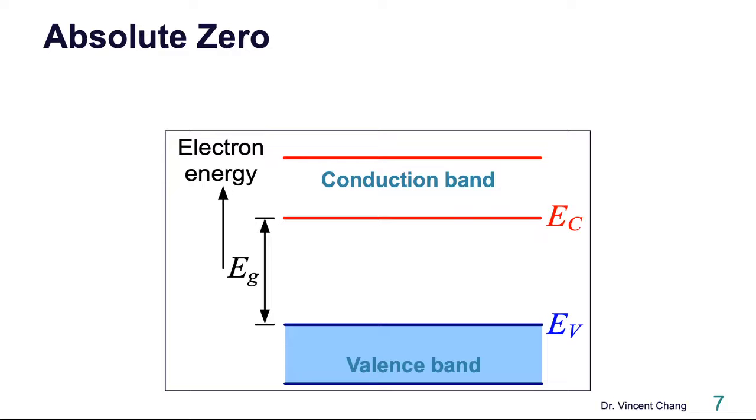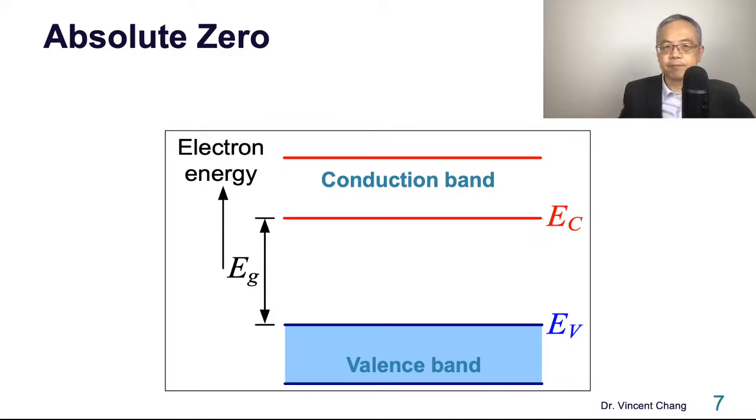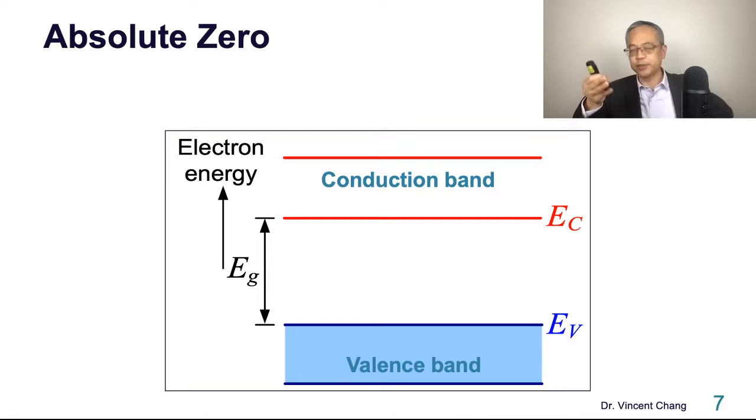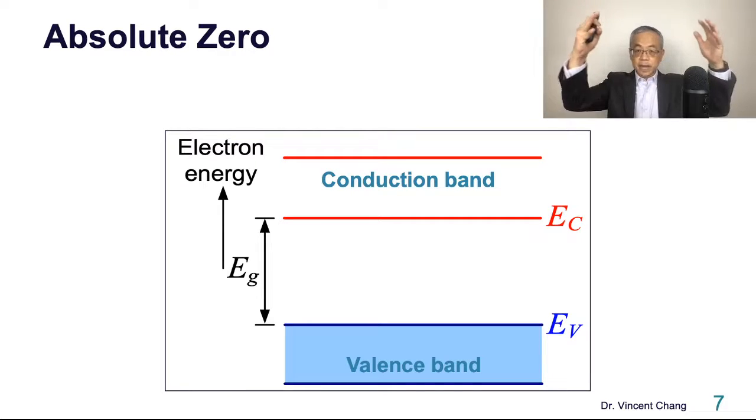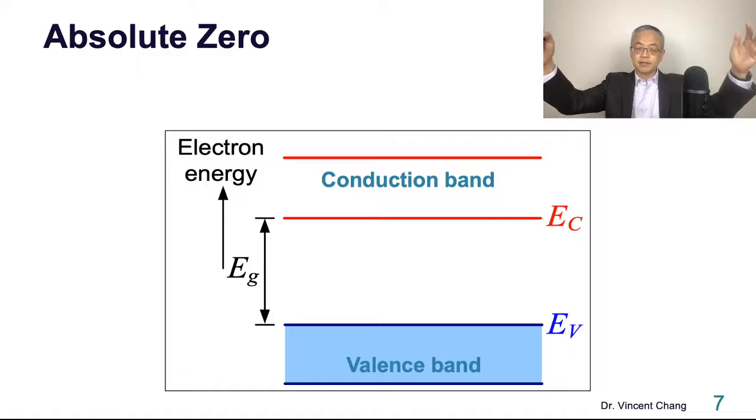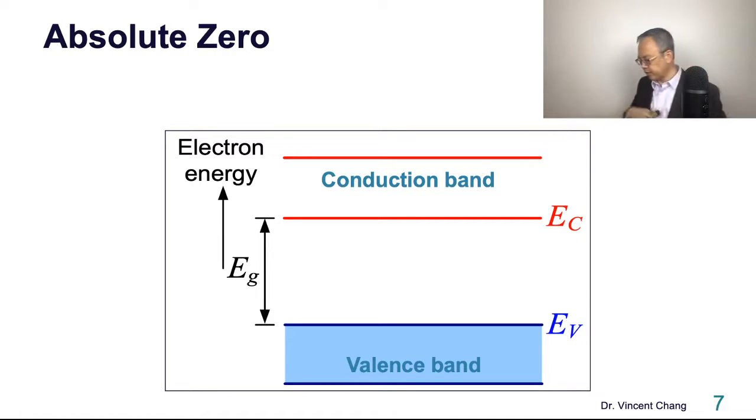I'll just tell you the result, the outcome, the conclusion, the summary. Here's the summary of the concept. At absolute zero temperature, the valence band is fully occupied, so the conduction band is empty. In other words, if you travel in the conduction band and try to find any electron, you find nothing.